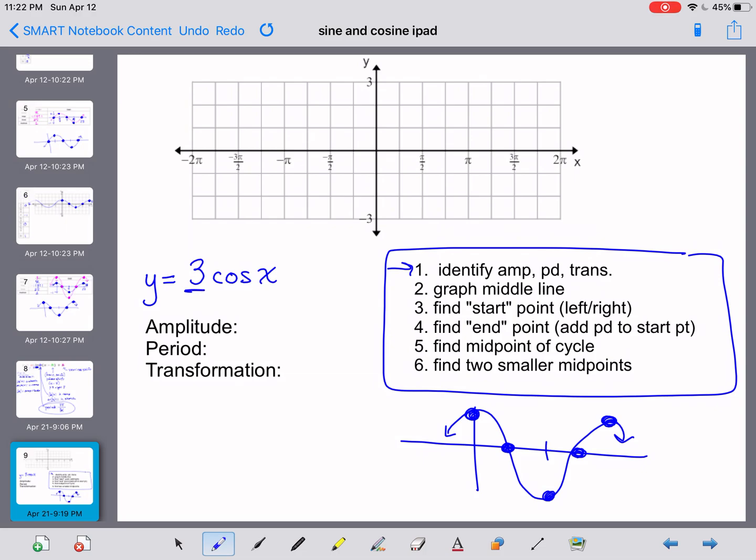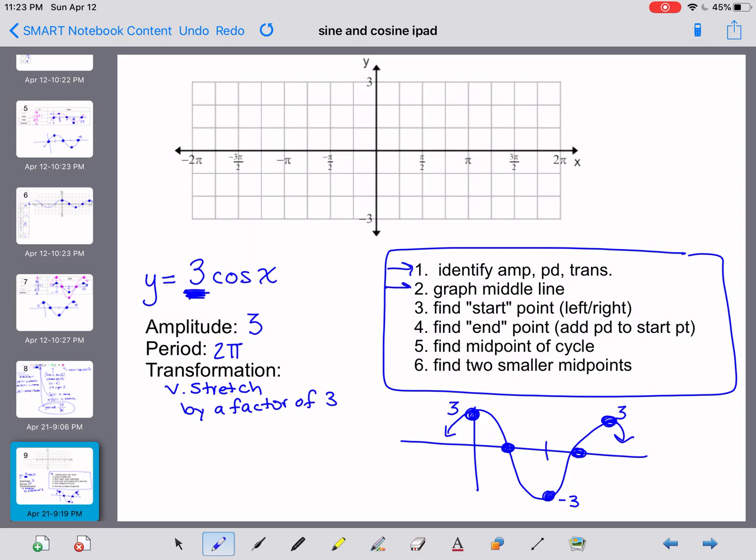So the amplitude is this a value out in front, absolute value, always positive. So our amplitude is 3. That's going to tell us how high up we should go. So these are going to be 3 up and 3 down from our x-axis, right? The period is default 2 pi. The only way that would change is if there was a b value. The b value would appear in this spot right here. Okay, and we'll do that in another example. And then the transformation. The transformation for this example, that 3, it's a vertical stretch by a factor of 3.